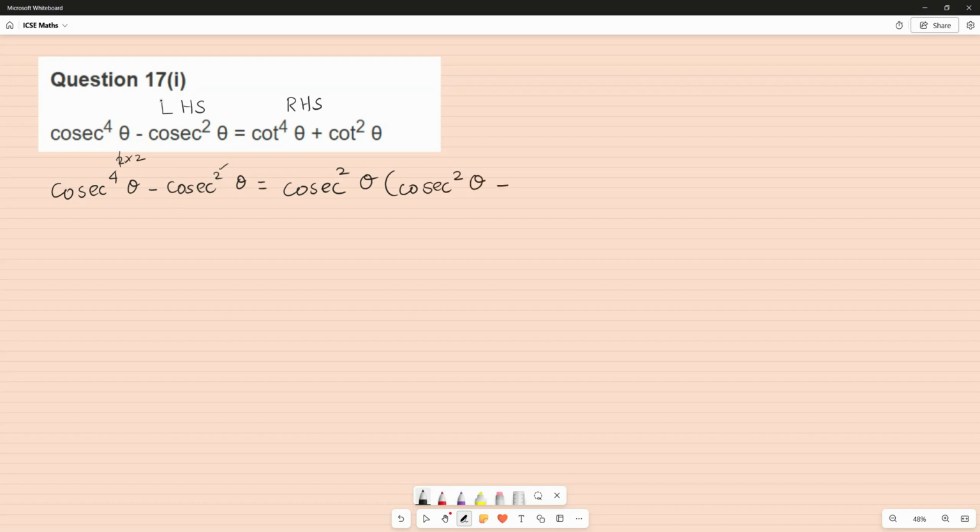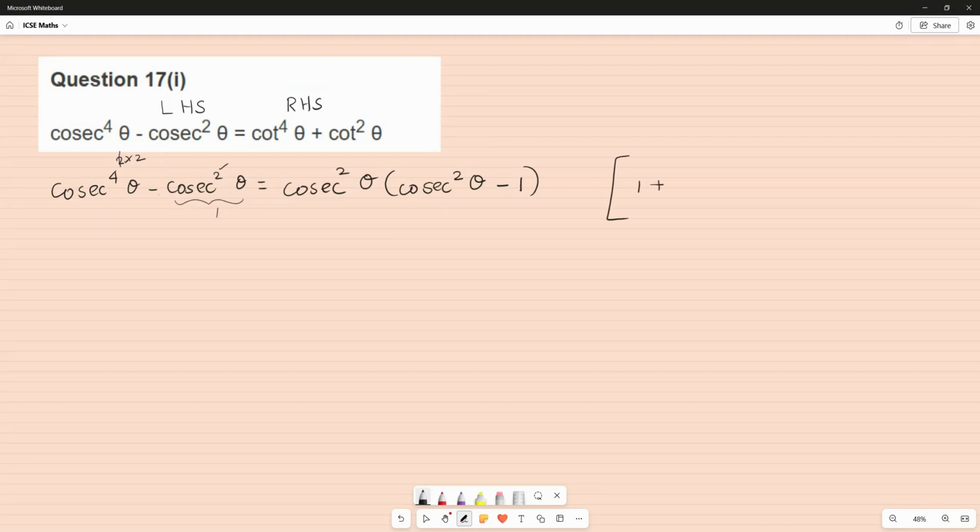So cosecant squared theta into, minus. Here many students will have confusion. We are taking cosecant square theta out. So what will remain? Here we will have 1. Why? Because cosecant square theta into 1 will only become cosecant square theta. Any number multiplied by 1 is the same number. So we have to write 1.